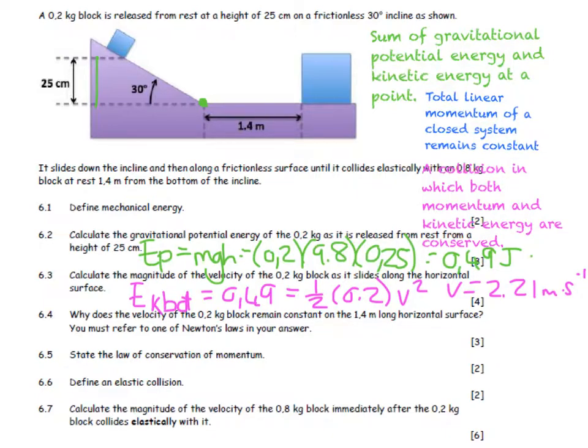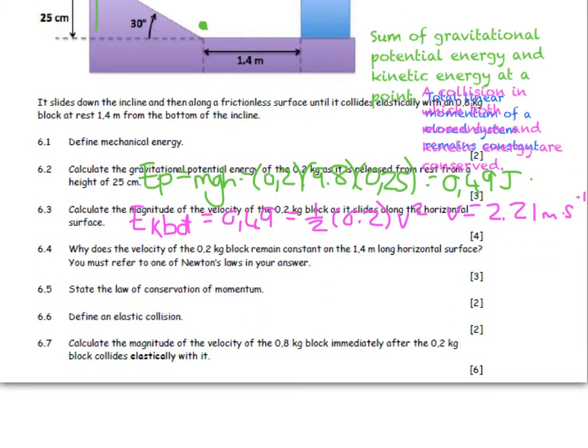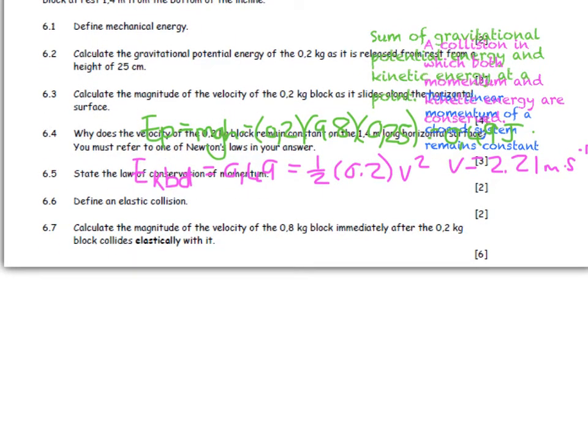The next two we've done, and then calculate the magnitude of the velocity of the 0,8 kilogram block immediately after the 0,2 block collides elastically with it. So now this is quite a long and detailed process. Let's go through it. I need to firstly say what happens with momentum. The momentum before is equal to the momentum after, and remember you have to state these things.